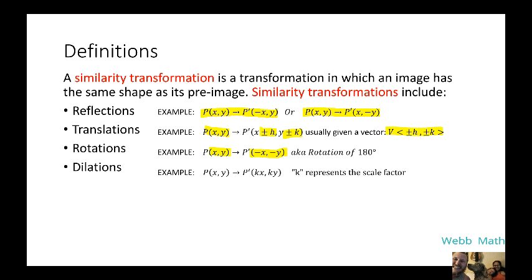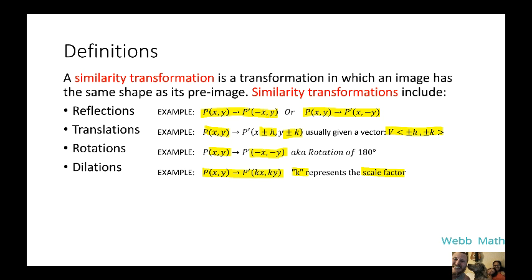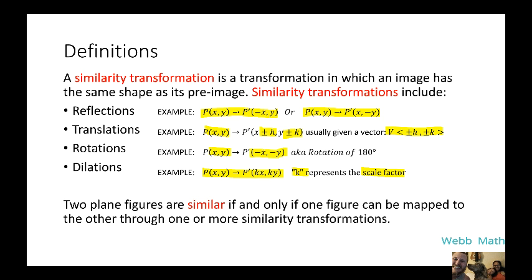Now, dilations, just like in 11.1 that we already covered, this was the rule. Remember, you have to remember your center of dilation, where you're dilating from. But whatever point you're given, you just multiply your x and your y by the scale factor. Remember, k is the scale factor. Two plane figures are similar if and only if one figure can be mapped to the other through one or more similarity transformations.